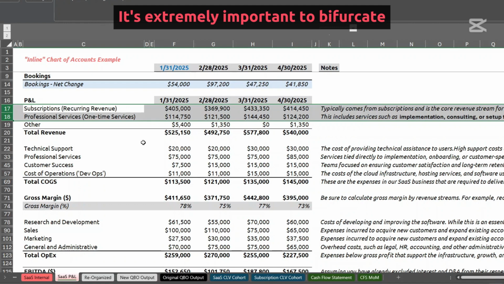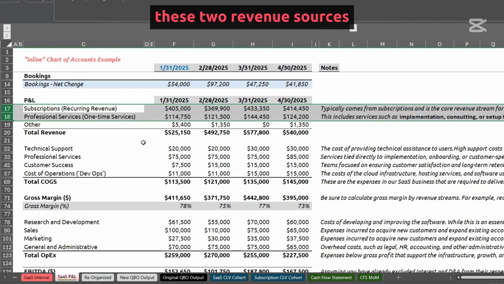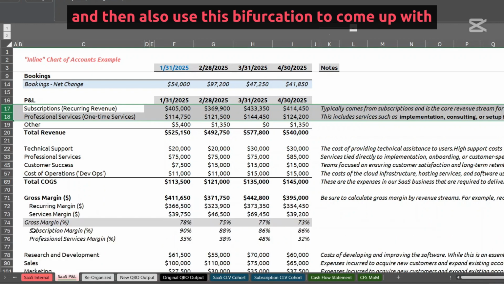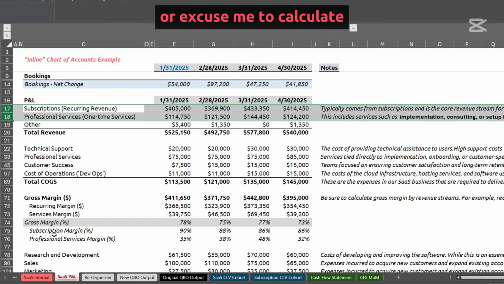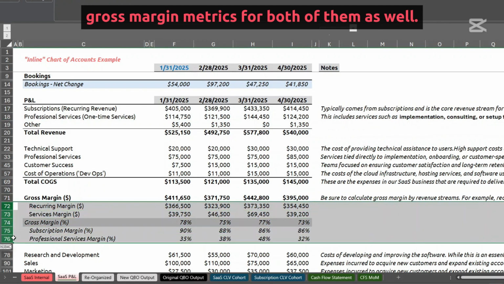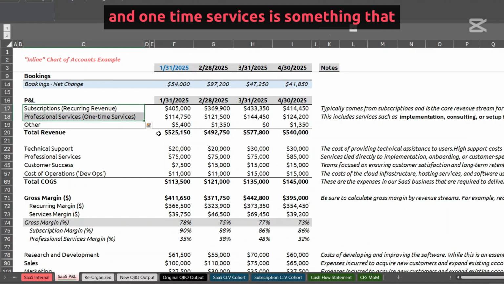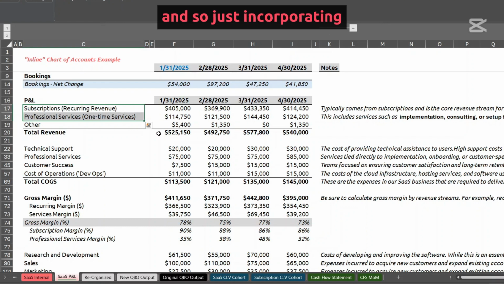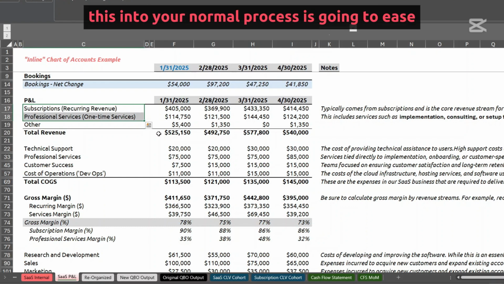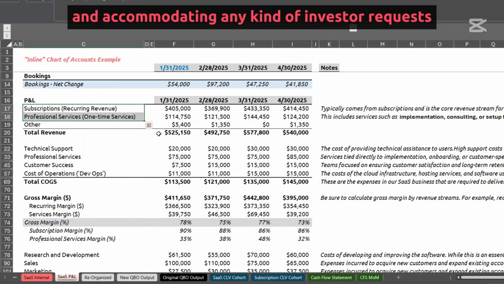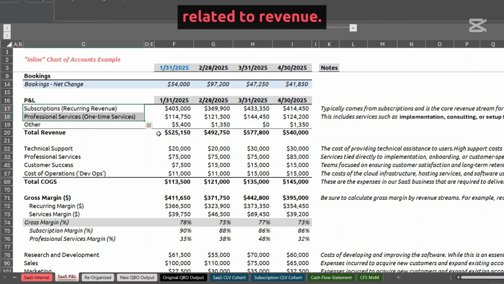It's extremely important to bifurcate these two revenue sources and then also use this bifurcation to calculate gross margin metrics for both of them as well. Tracking this bifurcation between recurring and one-time services is something that you're going to want to have from an operational perspective, but it's also something that investors are going to be asking you about. And so just incorporating this into your normal process is going to ease the burden across the board in terms of operating your business better and accommodating any kind of investor requests related to revenue.